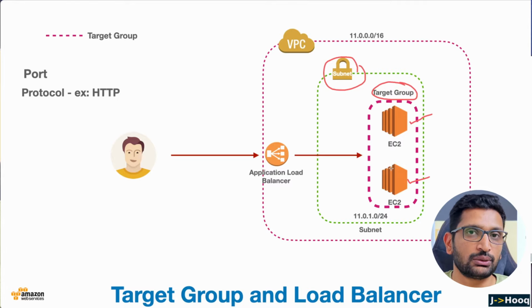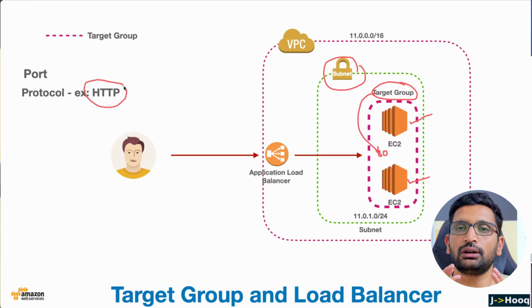So these are the EC2 instances, and here some services will be running. Let's assume that that service is running on port 80 on both the EC2 instances. So this target group will first choose on which port I need to forward the request, which is port 80. And then secondly, it will also look at which protocol I need to use. So I'm just going to use the protocol HTTP over here. So that's the basic purpose of our target group in our AWS cloud.